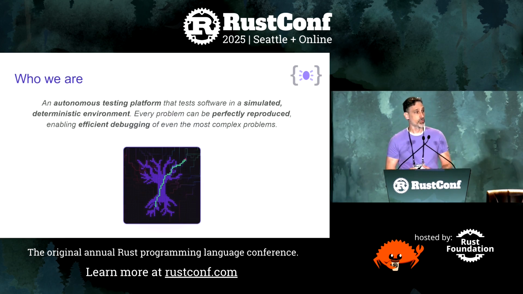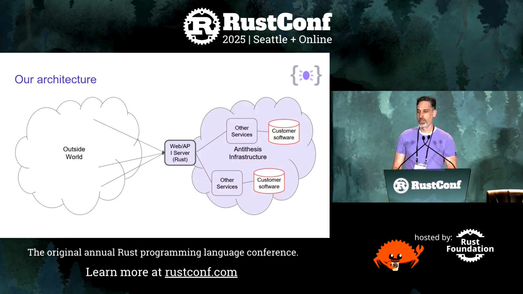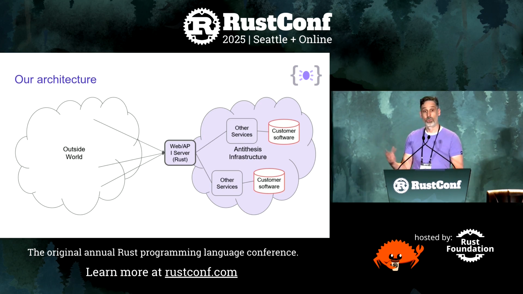So, who's Antithesis? We are an autonomous software testing platform. We combine a deterministic hypervisor, which runs our customer software, alongside a fault injector, and we use property-based testing to evaluate it for correctness and reliability. And what this means for our infrastructure is that we have not just our own services and software running inside our cloud, but we also have copies of our customer software. And this means that the services that are running at the boundary points of our infrastructure, our web servers, our API servers, the security and integrity of those services are absolutely critical.